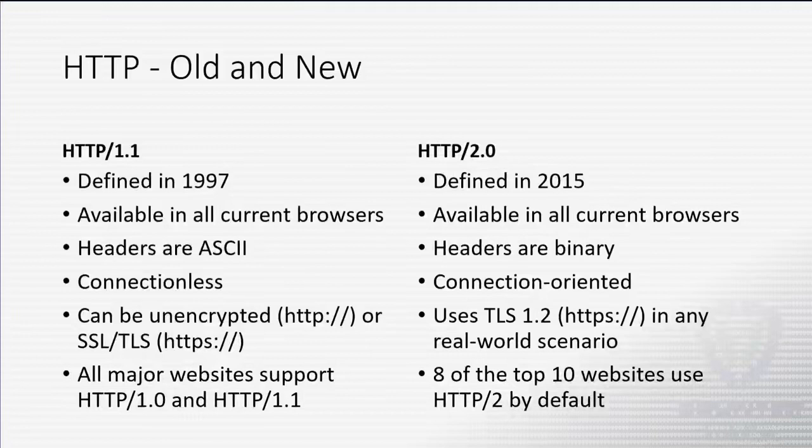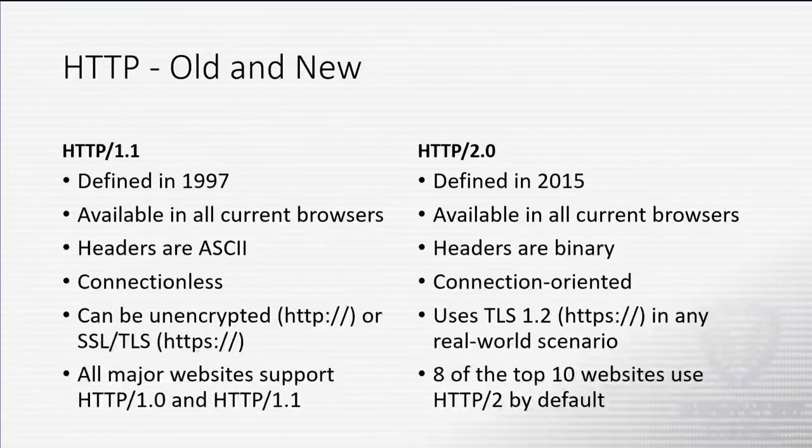With 1.1 and 2.0, they're both going to be available in any browser you're using: Safari, Chrome, Firefox, Edge, whatever. They will speak both of these technologies. Now with 1.1, our headers are all ASCII. They're all human readable. Each header is a line of ASCII text. Whereas with 2.0, it's all byte codes. It's binary. So we're not able to read it anymore, but it's computers talking to computers, so that they can be a little more compact in how they communicate. So that saves a little bit of overhead there.